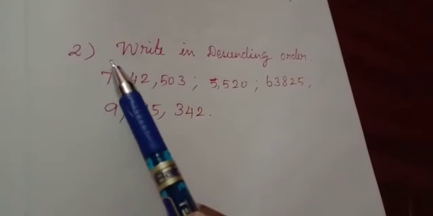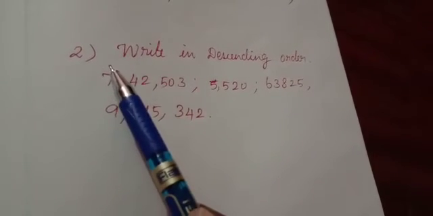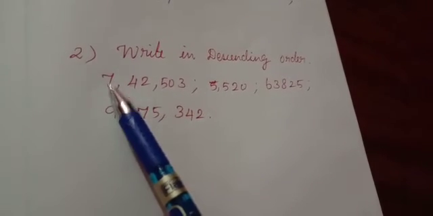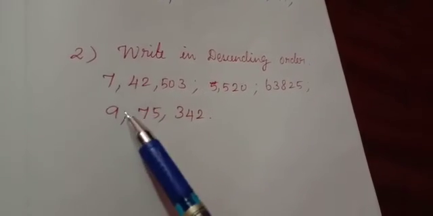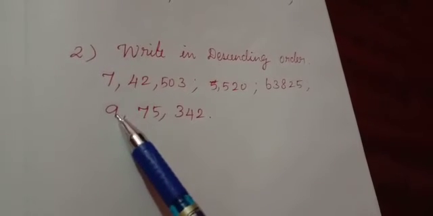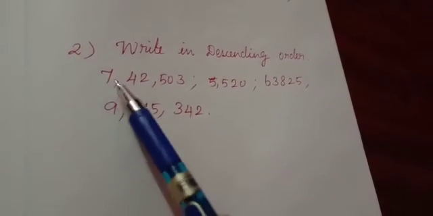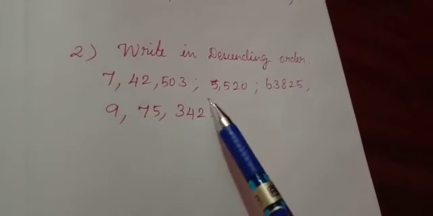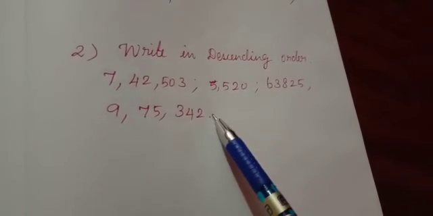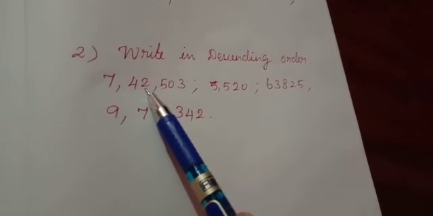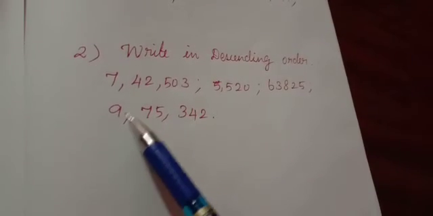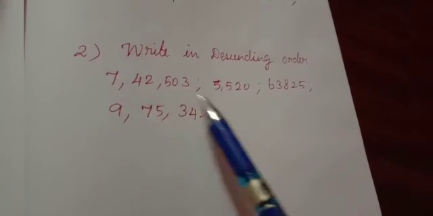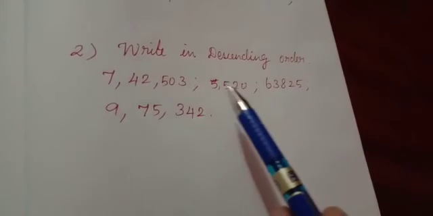Now we have to identify which is greatest among these two numbers, so we have to observe the highest place value. Here in the lakhs place, what number do we have? 7. Here in the lakhs place, what number do we have? 9. While comparing which is greater, definitely 9 is greater. So we can write this one as the first number. Then we can go for this one, because descending order is nothing but greatest to smallest.